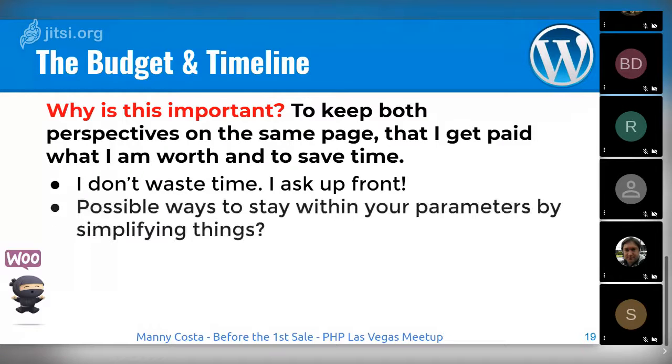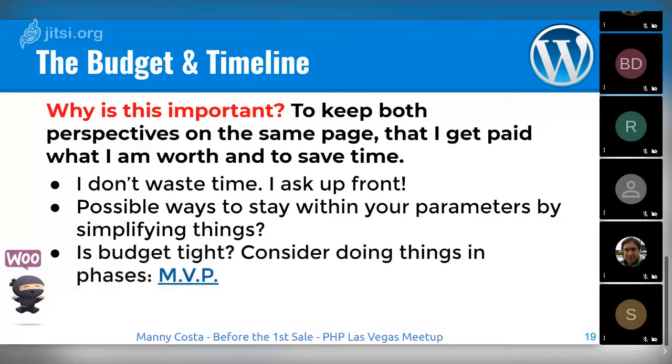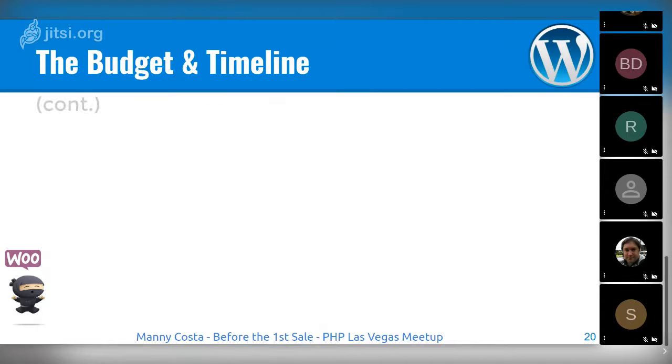How much do you think this is going to cost you? And this kind of thing. And then I also give them alternatives, right? I ask them for possible ways to stay within their parameters by simplifying things. Or if I know that this is going to be complicated, I'm going to offer them another option, so we can keep the budget. And also, as we know, there is the minimum viable product, right? We can do this if they don't have that much money. So how can we work things out and perhaps do stuff in phases? Phase 1, phase 2, this kind of thing, right?